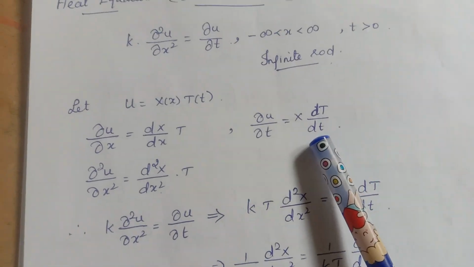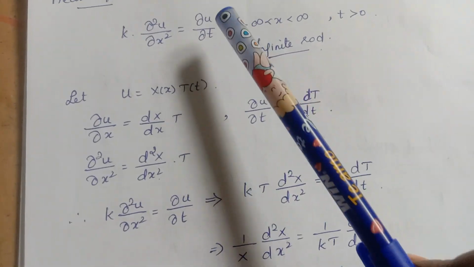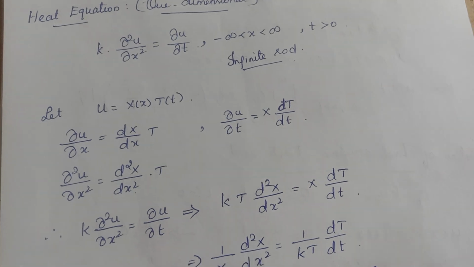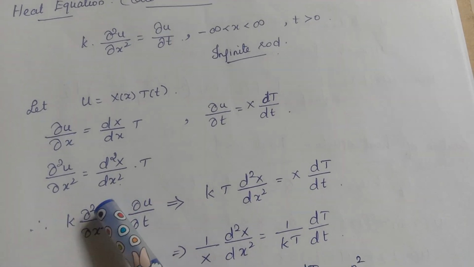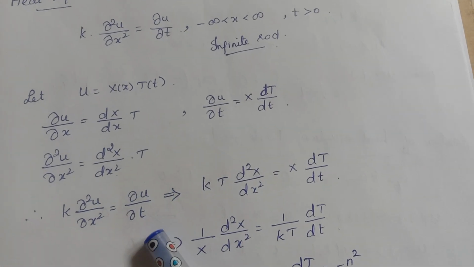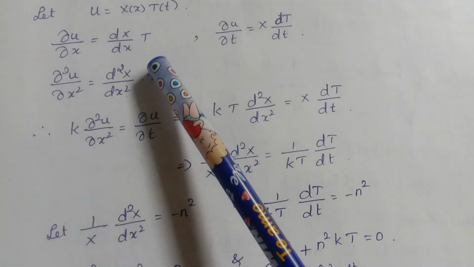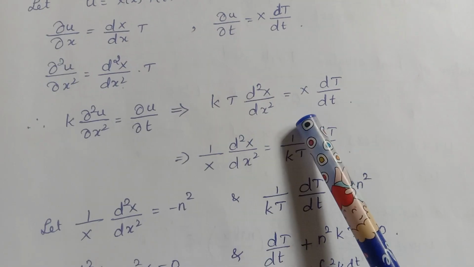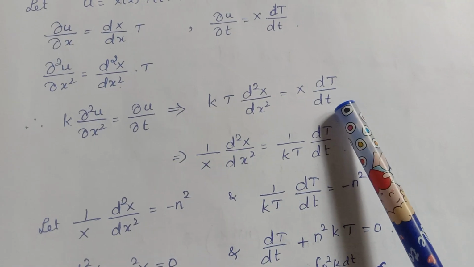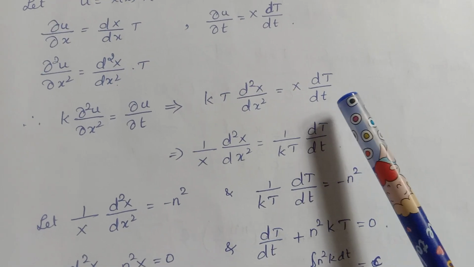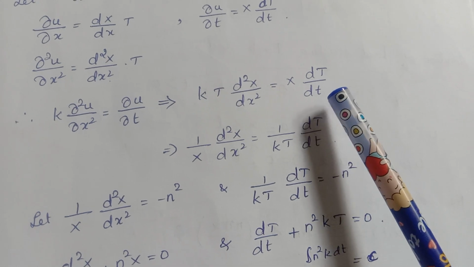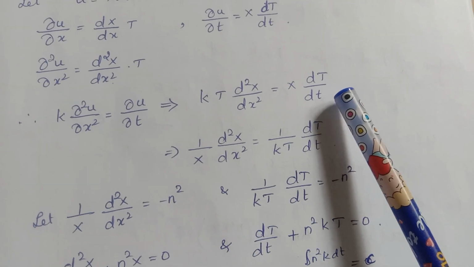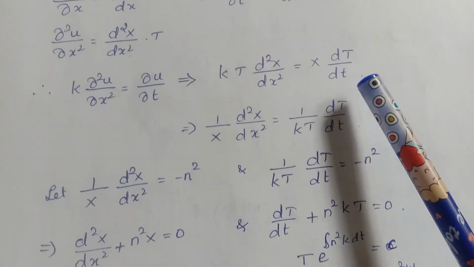Okay, so after finding these values, let us substitute all these values in the heat equation. Okay, so k ∂²u/∂x² = ∂u/∂t. This is the equation. So substituting these values, what will you get? k T d²X/dx² = X dT/dt. Right. Now we are going to separate the variables. That means you bring all X terms to one side and T terms to the other side.